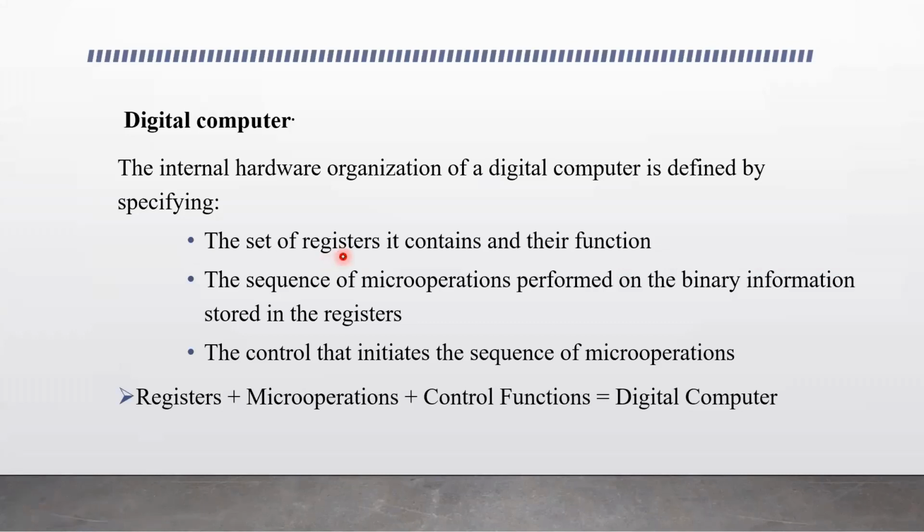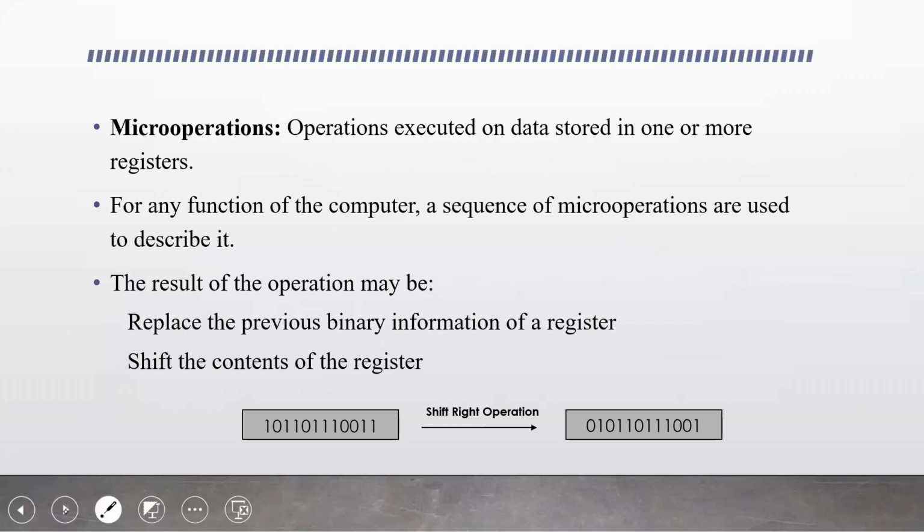So a digital computer is defined as the set of registers it contains and their functions, the sequence of micro operations performed on the data stored in the registers, and the control information, the control signal that initiates the sequence of these micro operations. Micro operations are the elementary operations performed on the data that make up a function. For any function, there is a sequence of micro operations to be performed.